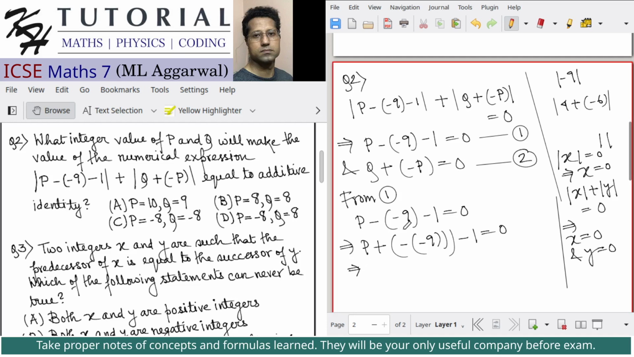Now I know that from this equation you can easily orally find out what will be the value of P, but since these concept test problems are based on the topic of review of integers, where I discussed how we do addition and subtraction of integers, I'm trying to solve the problems with detailed steps. So this becomes negative of 9 is 9. So we have P plus 9 minus 1 is equal to 0.